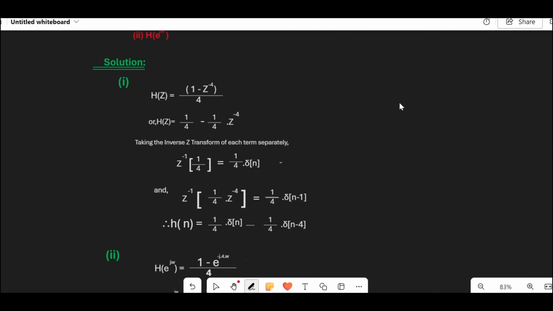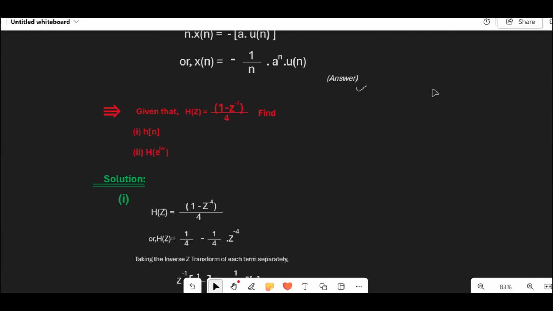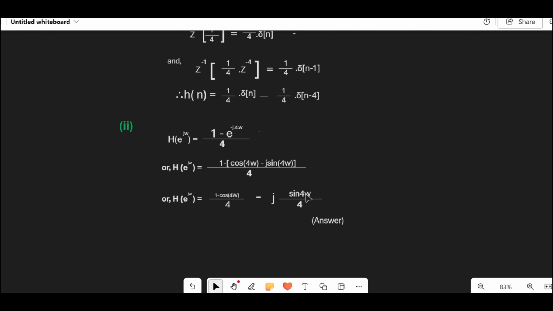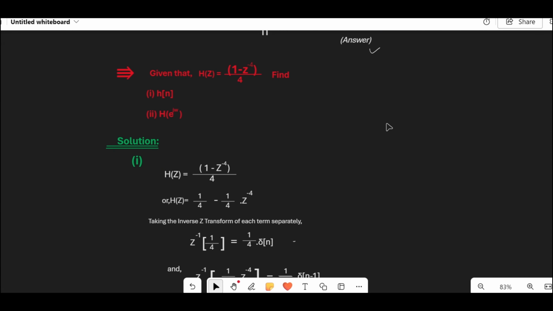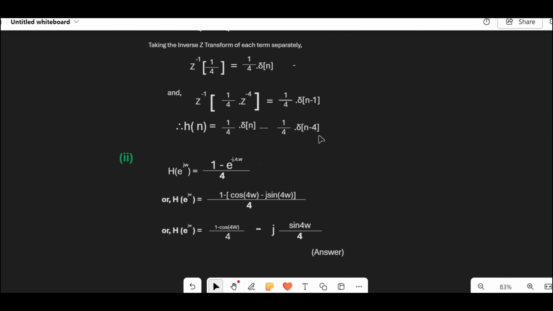Now the second question is H of e to the power j omega. H of e to the power j omega equal to 1 minus e to the power minus j into 4 omega divided by 4. Here there was a typing mistake.